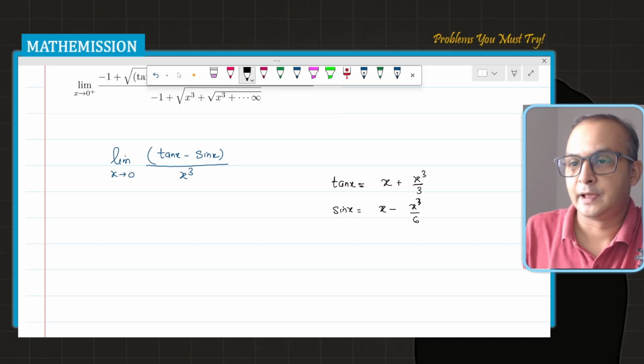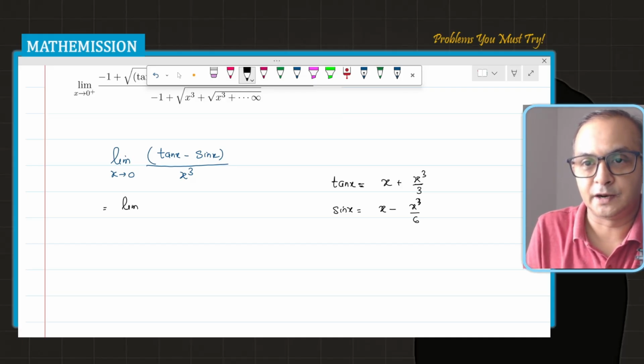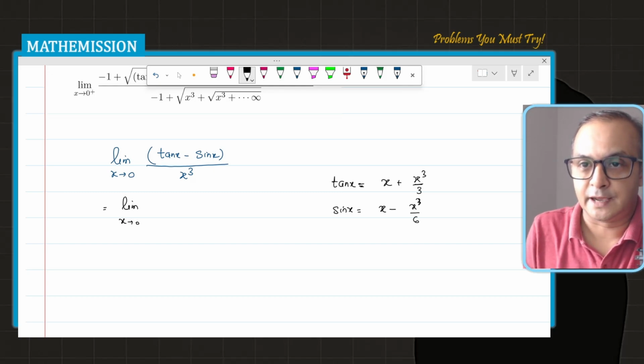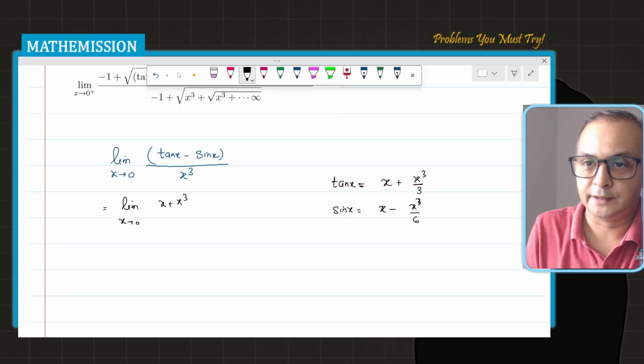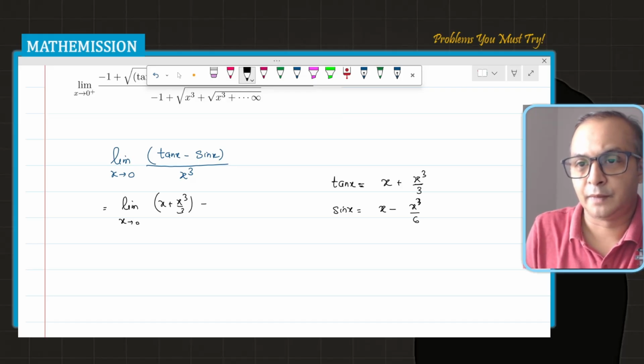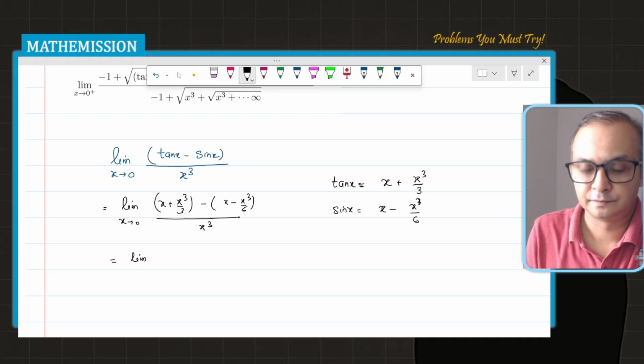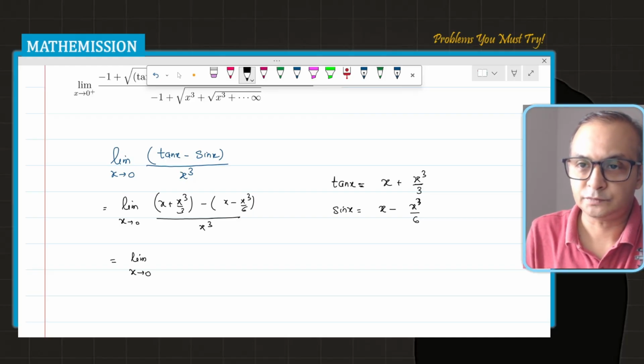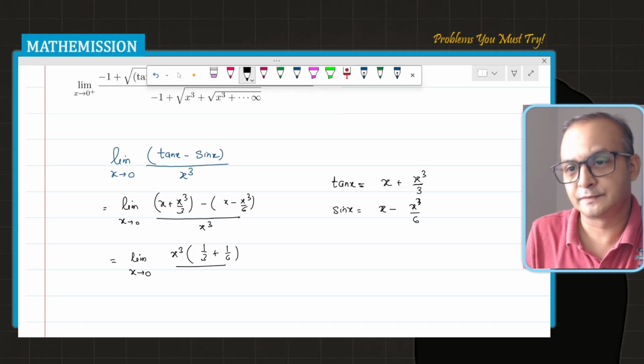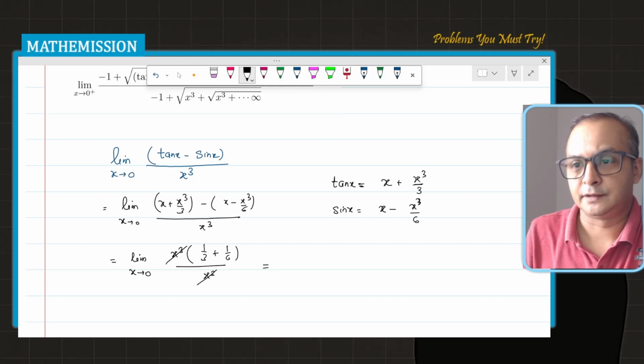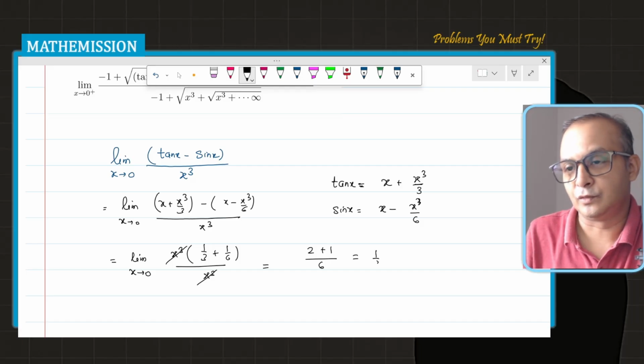So we'll do that. And what we're getting here is the limit as x approaches 0 of tan x, which is x plus x cubed by 3, minus sin x, which is x minus x cubed by 6, divided by x cubed. So the x and x will get cancelled, and we have x cubed common, that is also going to be cancelled. So basically we are getting 1 by 3 plus 1 by 6, and this is going to be 2 plus 1 over 6. So the answer is 1 over 2.